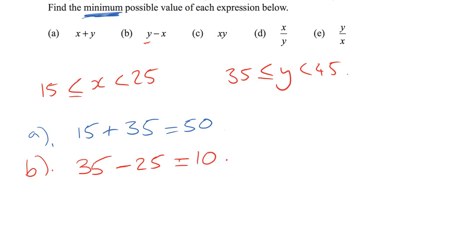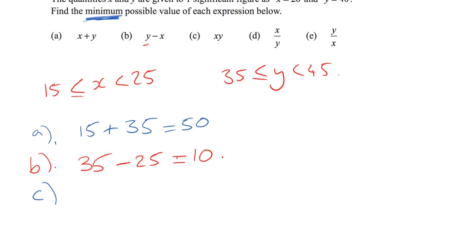Okay, let's think about C now, the minimum value of X times Y, so multiplying them together. Well, I think this is a little more straightforward because, again, we need to keep these quite small. We're going to be using the smallest value of X and the smallest value of Y to make this work. If I multiply those together, I'm going to have 525.